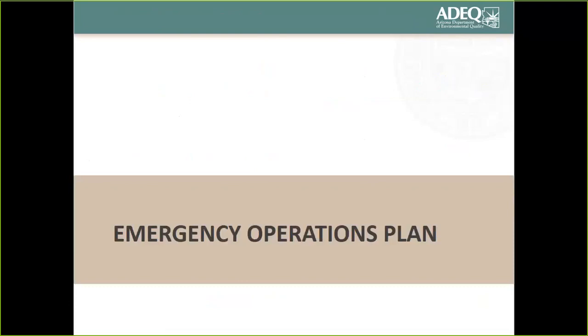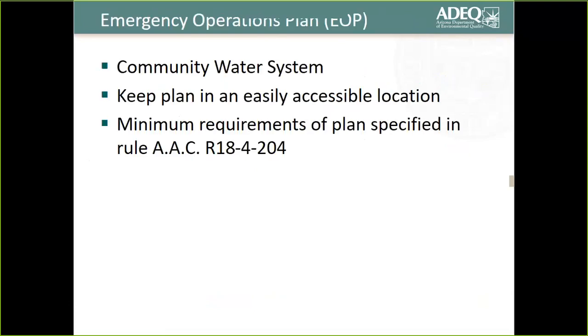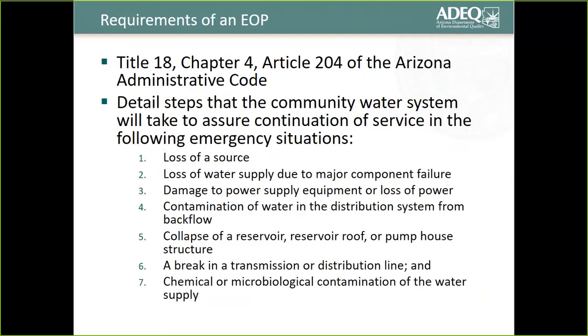The next plan, and the last plan that we like to see on site, is the emergency operations plan. For this plan, only community water systems are required to have it. However, we do encourage other systems, non-community systems, to also develop one. You have to keep the plan in an easily accessible location, and the plan has to meet requirements of the Arizona Administrative Code. Basically, the purpose of the plan is to outline the steps that a community water system will take to assure continuation of service in different emergency situations.